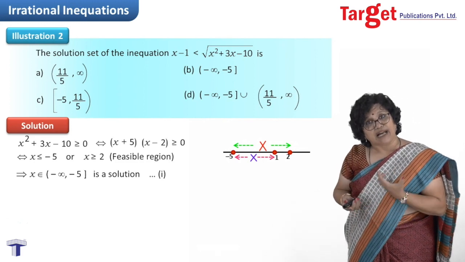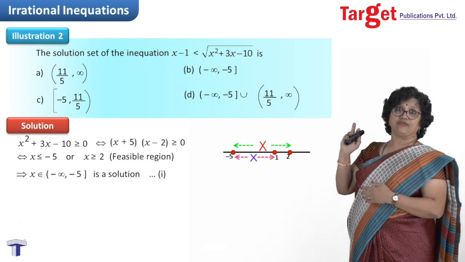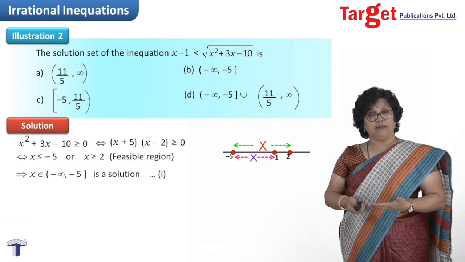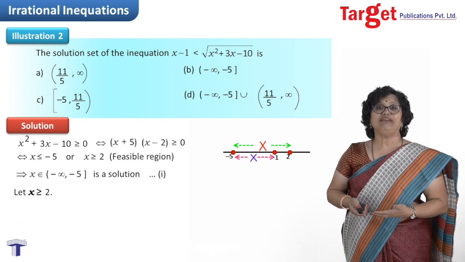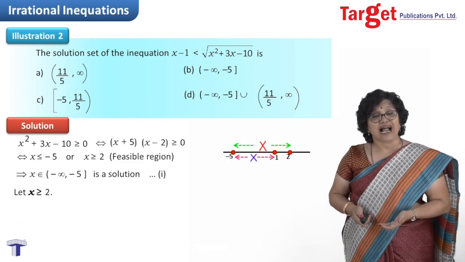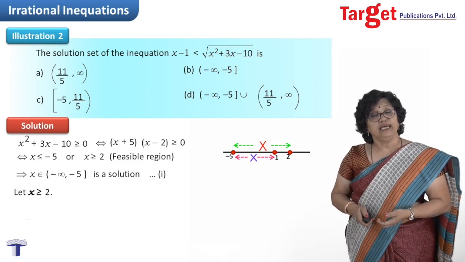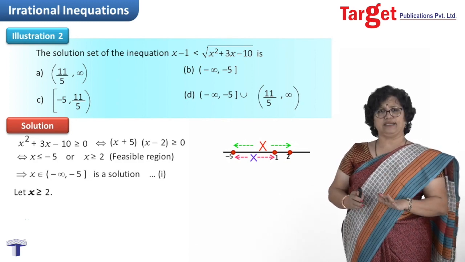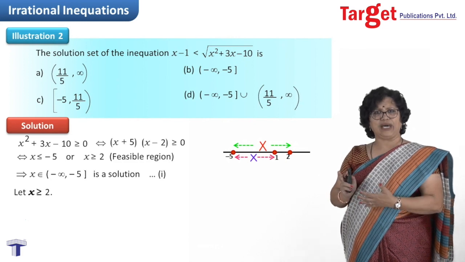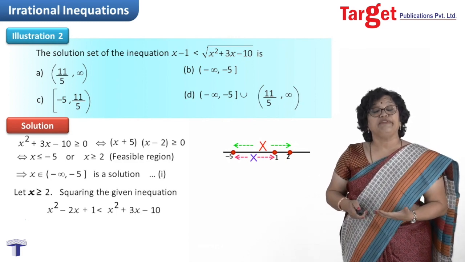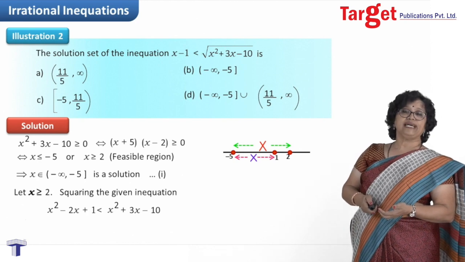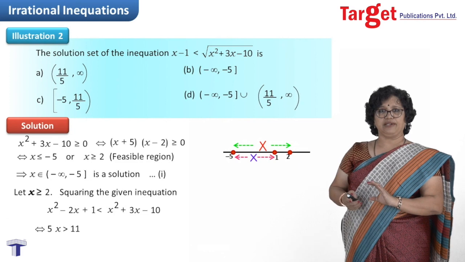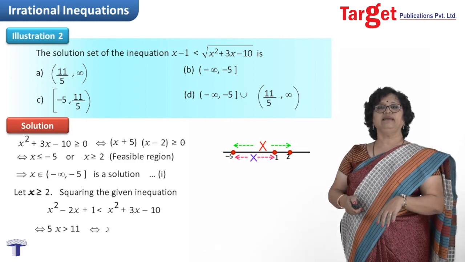Then I have arrived at one part, that x less or equal to minus 5, and now I can put the condition that x greater than 1. But there is no value between 1 and 2 in the feasible region. So I start with x greater or equal to 2. Now if x is greater or equal to 2, then the left hand side x minus 1 is surely positive. A positive quantity less than a square root, that means another positive quantity. I am free to square on two sides. I square on two sides and I get nothing but 5x greater than 11 on simplification. So that will lead to x greater than 11 by 5.